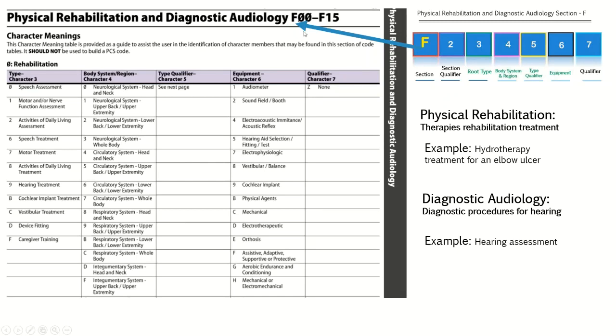We're on the correct page. And remember, we are coding for two things, physical rehabilitation and diagnostic audiology. Your second character will pertain to your section qualifier, which is either rehabilitation or diagnostic audiology. It'll be 0 for rehabilitation and 1 for diagnostic audiology. And you're going to see physical rehabilitation encounters like therapies, rehabilitation assessments, speech therapy, all kinds of stuff.